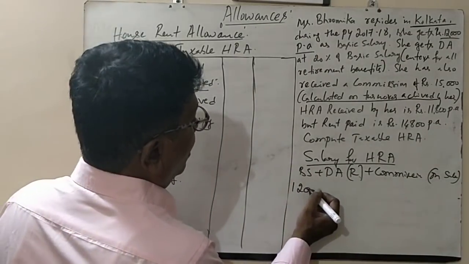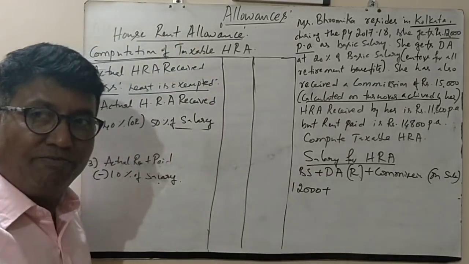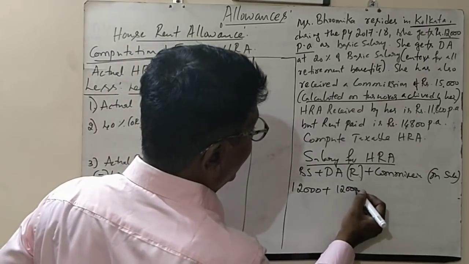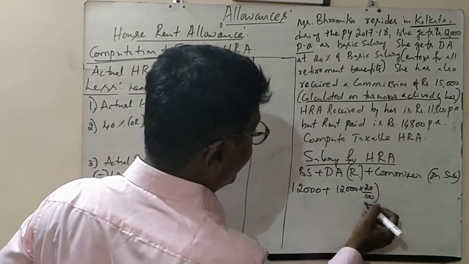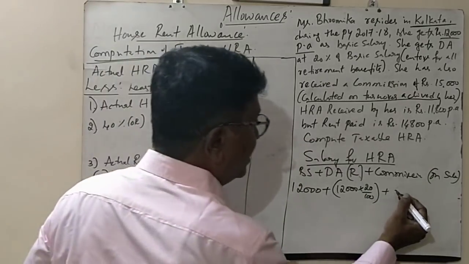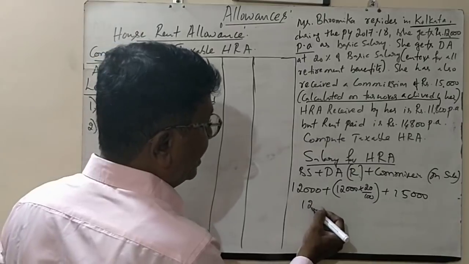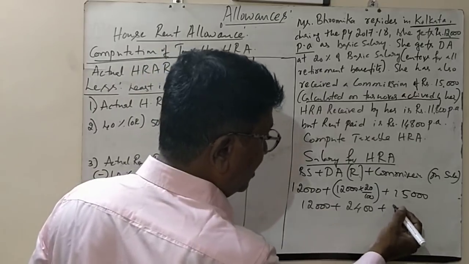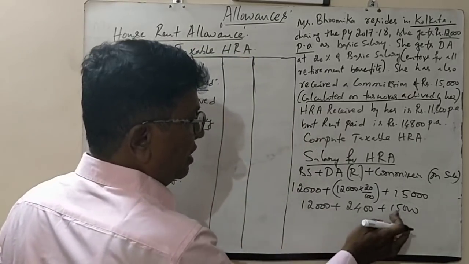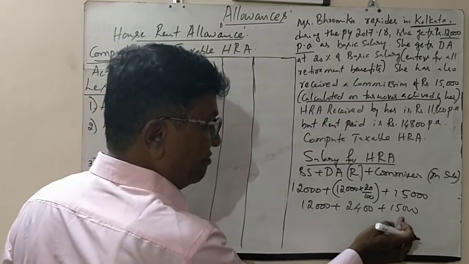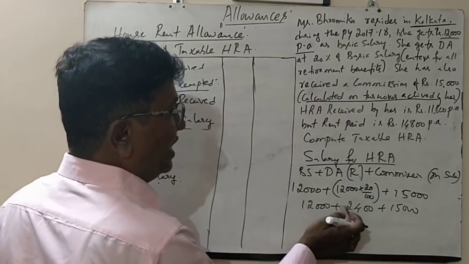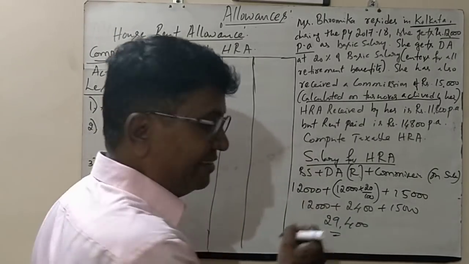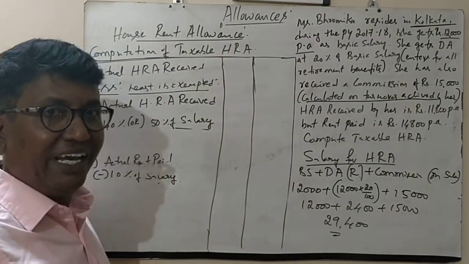Let us take basic salary is 12,000 here. DA 20% of 12,000. 12,000 into 20% plus commission is given 15,000. Now let me take 12,000 plus 20% of 12,000 is 2,400 plus 15,000. 20 plus 5, 25. 25 plus 2, 27. 27 plus 2 is 29. 29,400. This is the salary for the purpose of HRA.